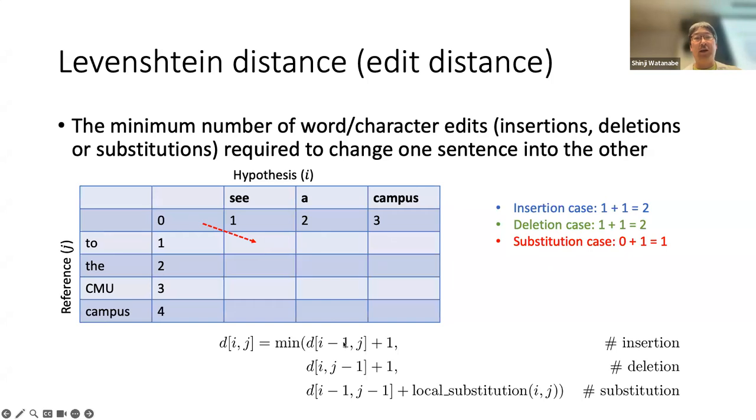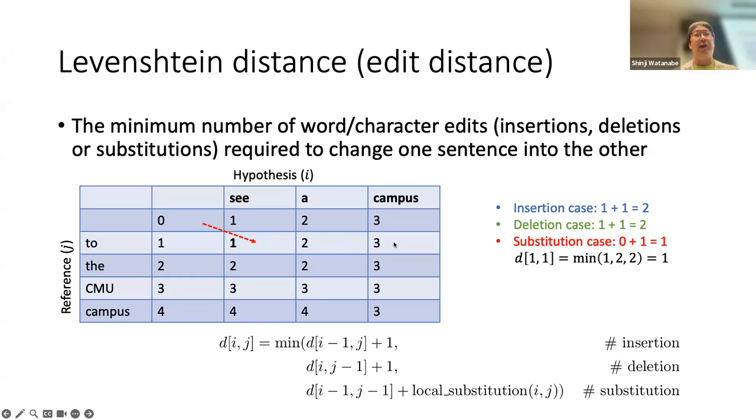So each of the parts corresponding to the arrows, from the left to right is this first line, the top to bottom is the second line, and the third line is substitution. And for each of the paths, we try to find the minimum error. In the substitution case, the error count is still 1, so we actually use this one as the error point here.